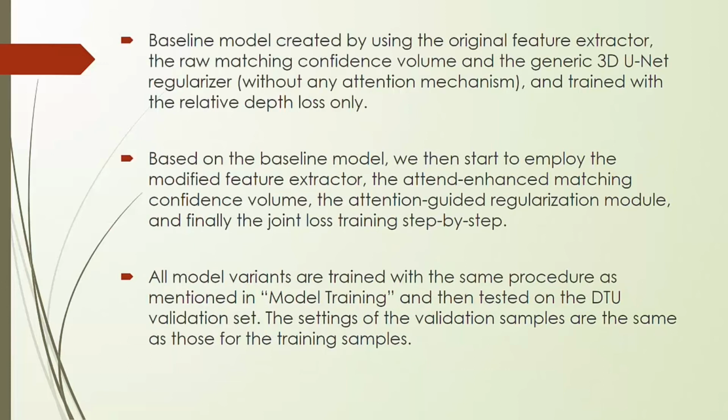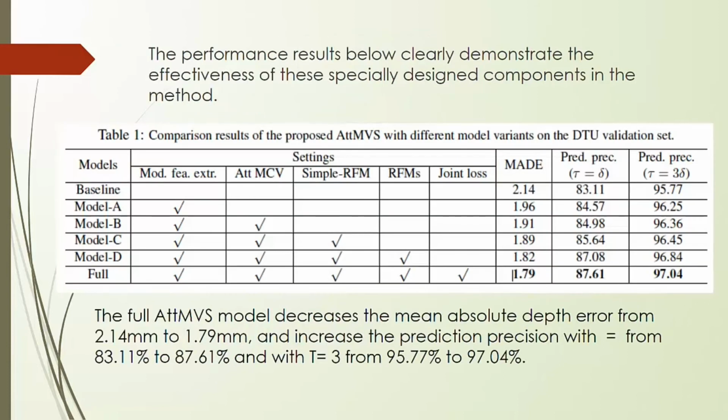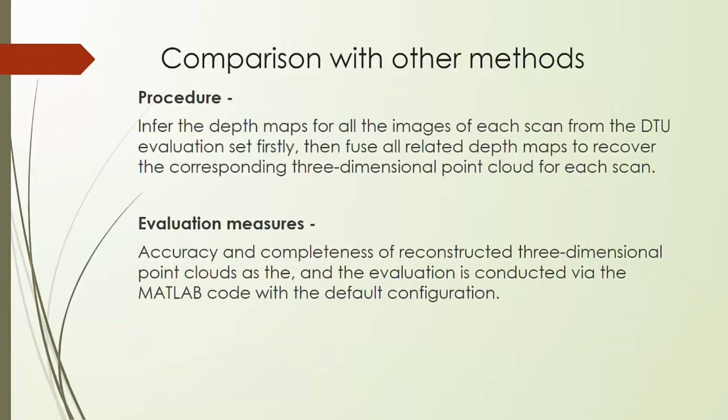This slide defines how the model training was done using the original feature extractor and raw matching confidence. The table shows the performance of the model. Here it can be seen that our model has outperformed. The prediction precision has increased from 83.11 to 87.61 with t equal to 3, and 95.7 accuracy.